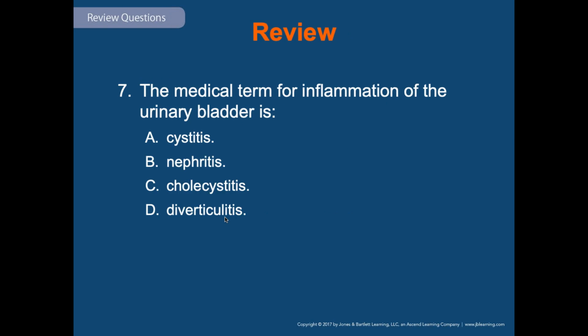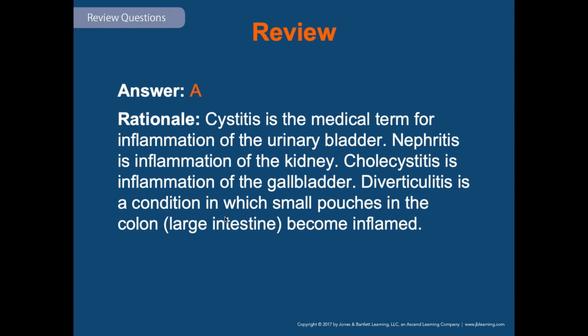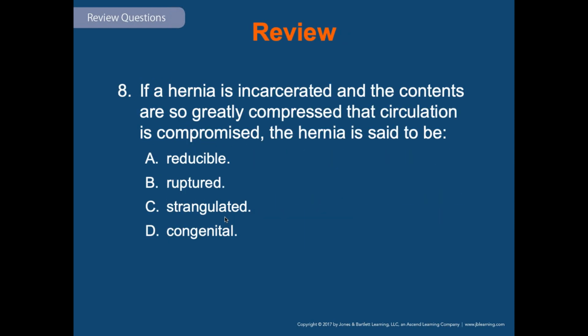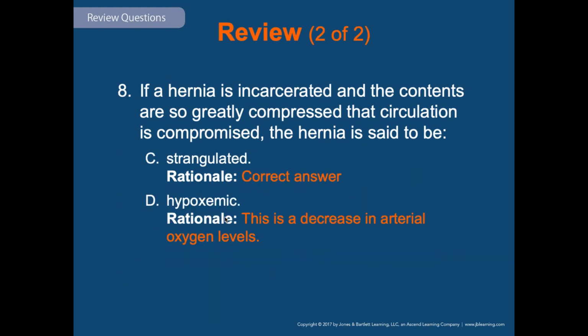Number 7, the medical term for inflammation of the urinary bladder is what? Perfect. Cystitis. Number 8, if a hernia is incarcerated and the contents are so greatly compressed that circulation is compromised, the hernia is said to be what? Perfect. C. Good job.